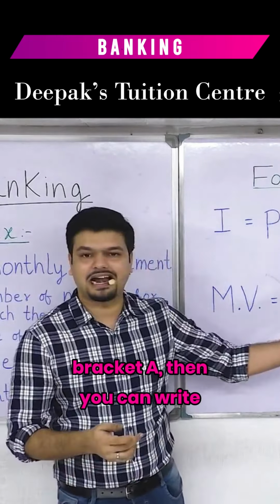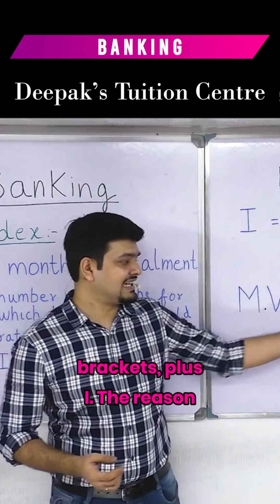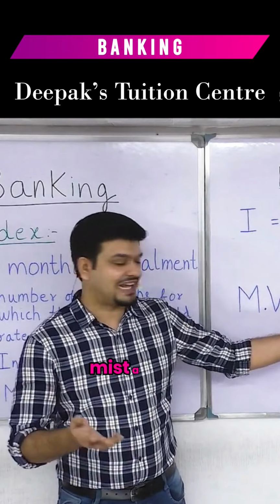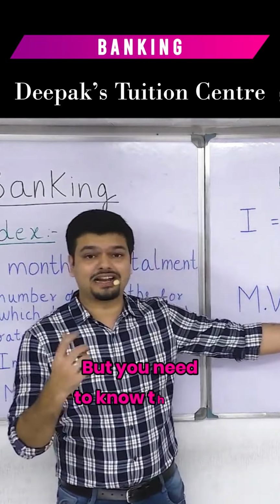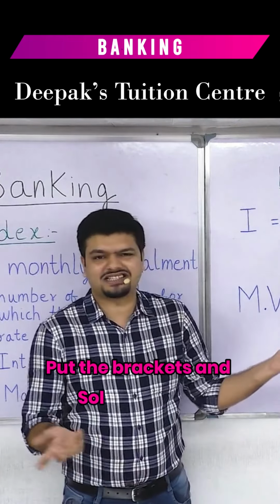MV is equal to P into N, in brackets, plus I. The reason that I have put brackets in here is because some people mistakenly add this up. But you need to know that in the BODMAS rule, we first multiply and then we add. So if you are not putting the brackets, you need to be careful. But the best practice is to put the brackets and solve the sum.